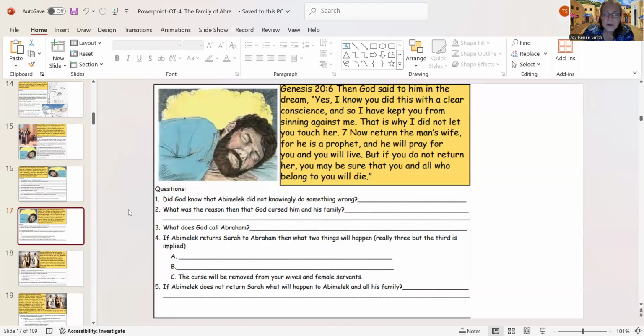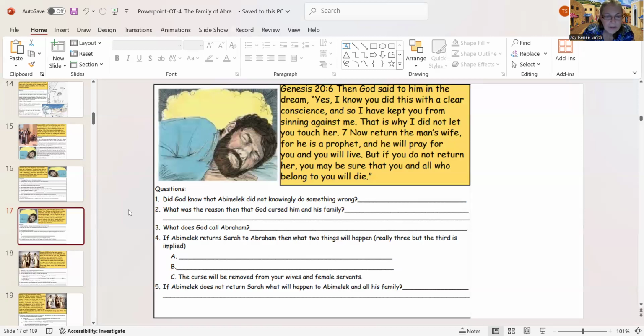What does God call Abraham? Prophet. If Abimelech returns Sarah to Abraham, then what two things will happen? Really three, but the third is implied. He will pray for you. Abraham will pray for you, and he will live. The curse will be removed from your wives and female servants is the one that's implied.